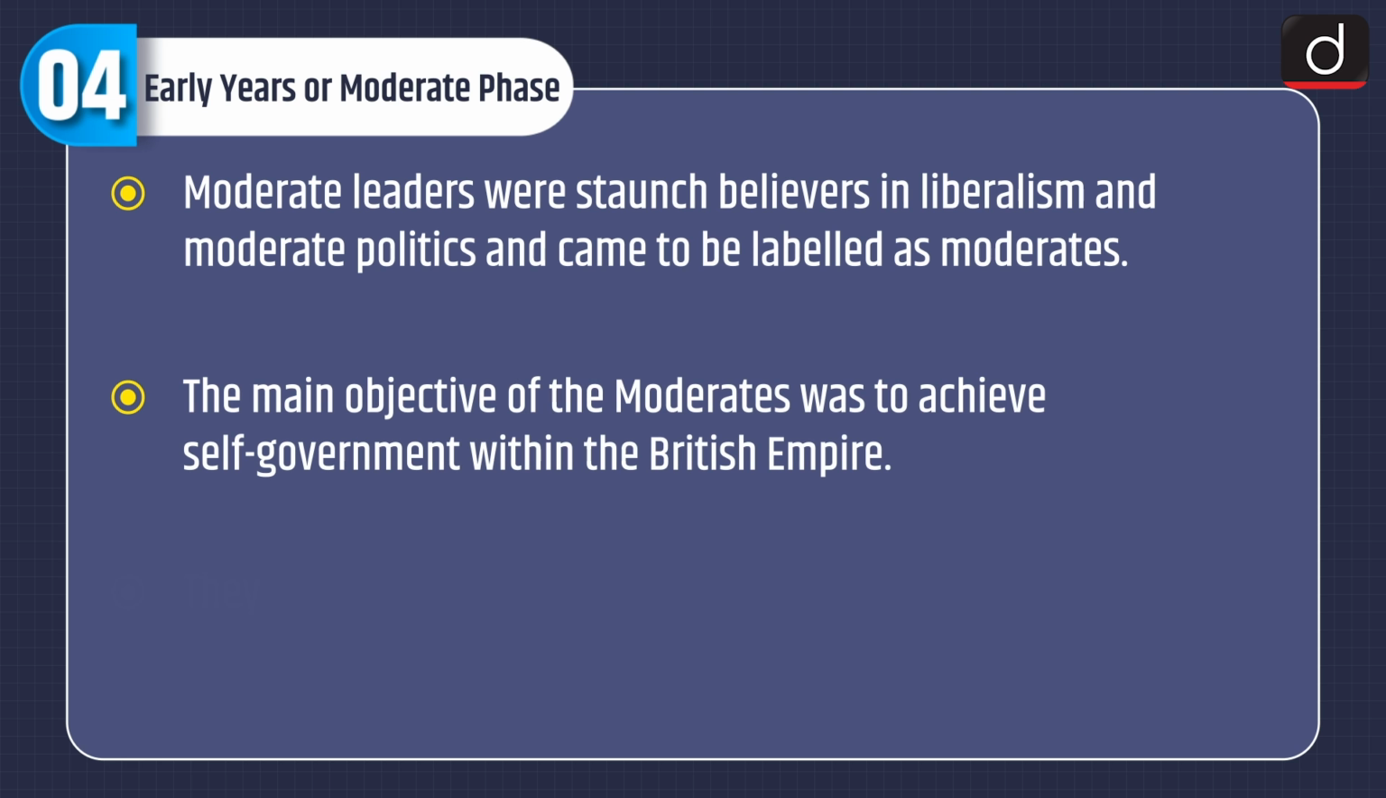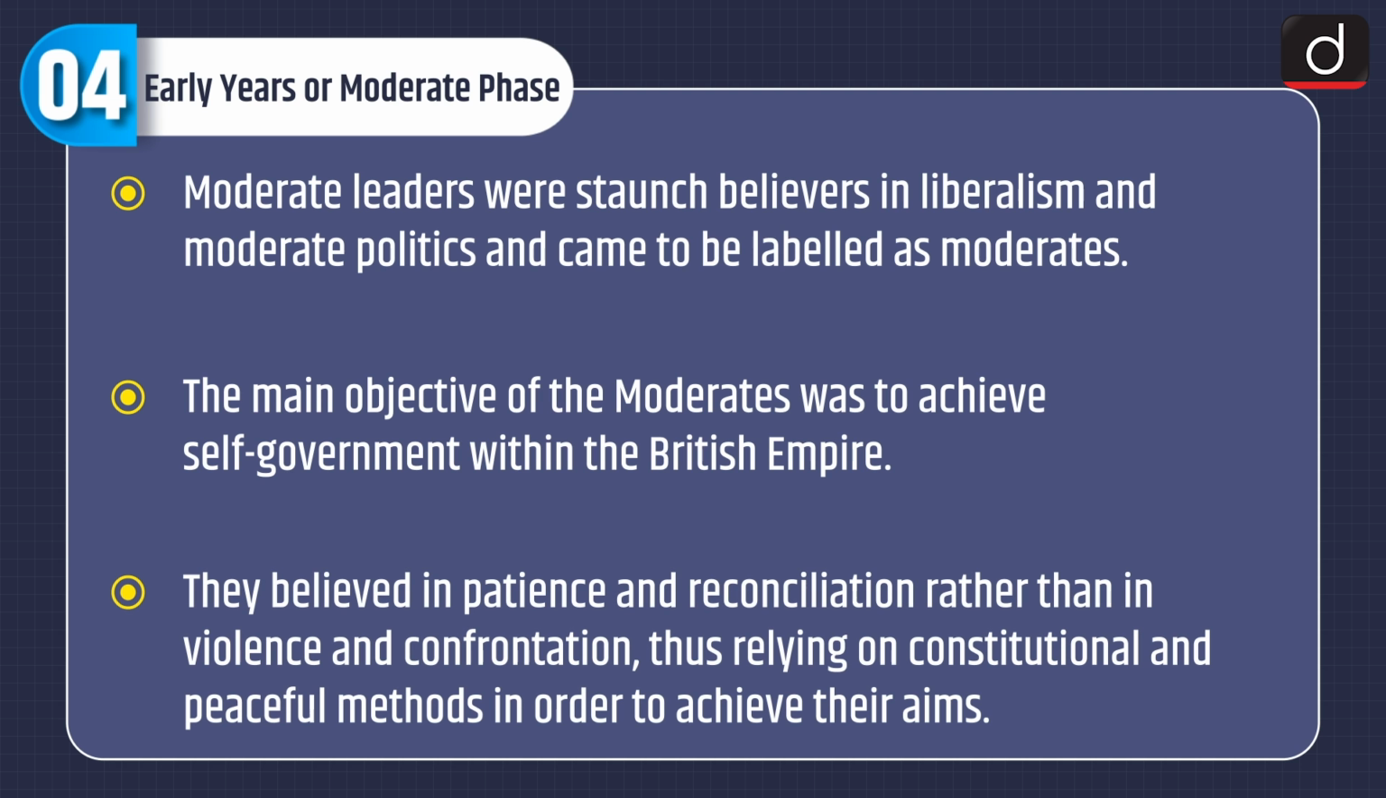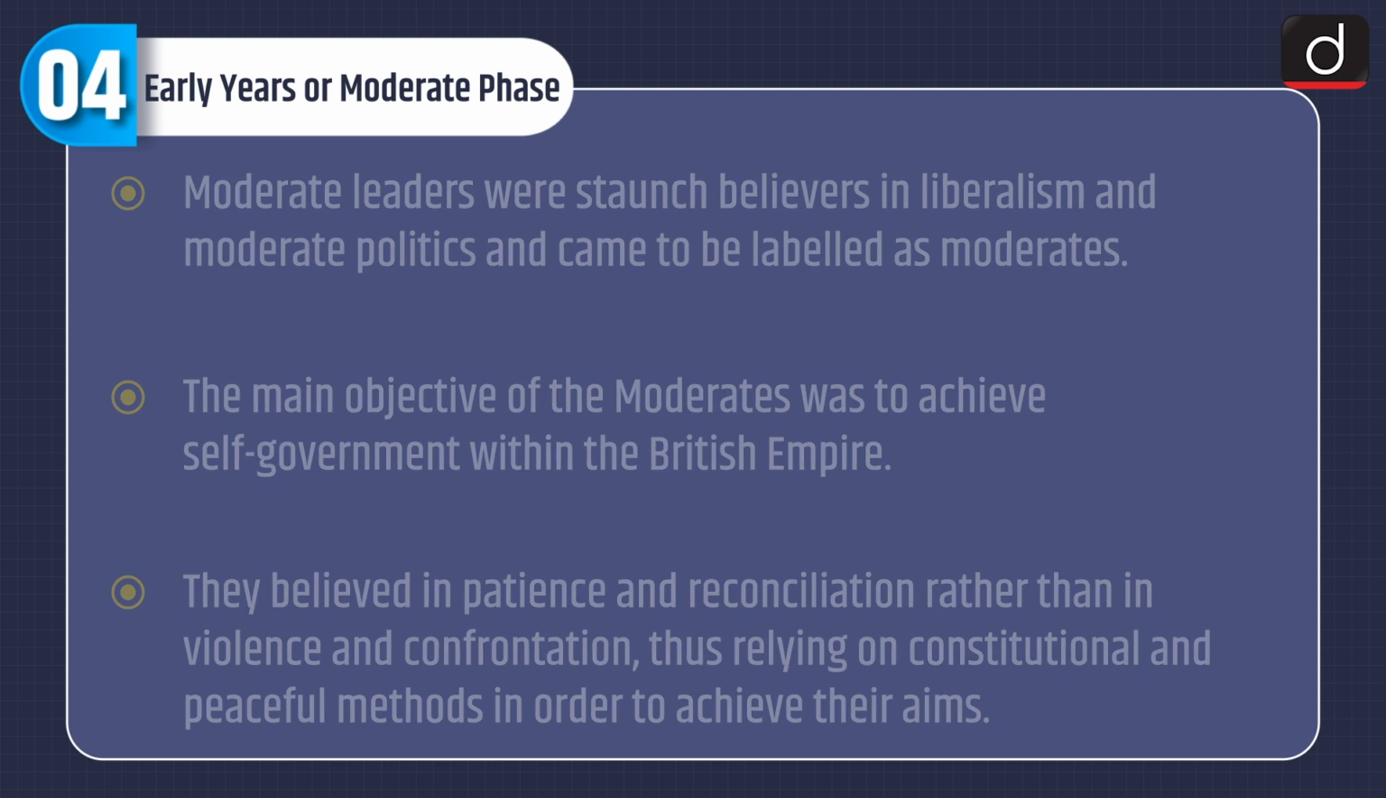The main objective of the moderates was to achieve self-government within the British Empire. They believed in patience and reconciliation rather than in violence and confrontation, thus relying on constitutional and peaceful methods in order to achieve their aims.